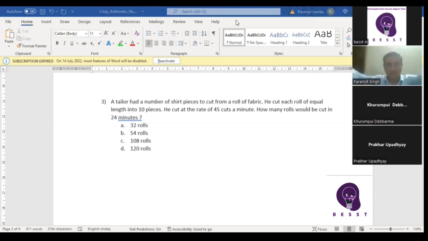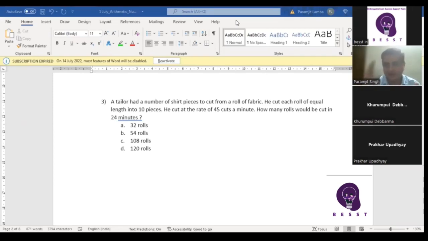I'll give you a hint. He cuts shirt pieces from one roll of fabric. He cuts each roll of fabric into equal lengths of 10 pieces. So to cut one roll, how many cuts does he make? To make 10 pieces, how many cuts does he need to make in one roll? Anyone? We'll go step by step. Out of one roll, 10 pieces are made. How many cuts does he make to make 10 pieces?